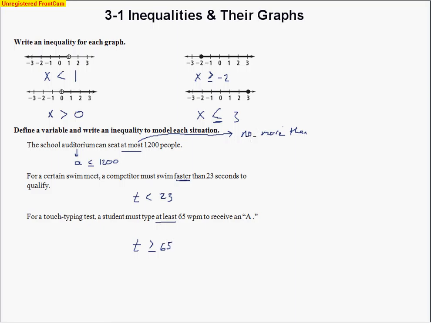And just as we could say no more than, so it can't have any more, well, we could say no fewer than for at least. No fewer than. So it could have that amount, but no fewer than those words per minute. So that's another phrase you'll hear, but typically at least and at most are the more common ones for greater than or equal to or less than or equal to.